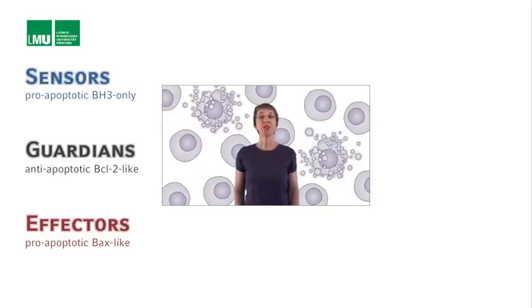The sensors induce apoptosis by binding to and negatively regulating the guardians, thereby blocking the ability of the guardians to inhibit the effectors. Some sensors can also induce apoptosis by directly binding to and activating the effectors. Once active, the effectors induce the processes necessary to irreversibly commit a cell to the apoptotic fate.